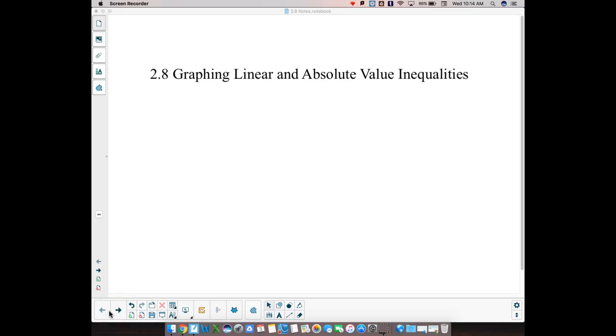Right, so today I want to graph linear and absolute value inequalities. The nice thing is we spent most of chapter 2 graphing linear equalities and absolute value equalities, so those steps, those processes, are all the same. There's just a couple of extra kickers that we have going on today when we do these inequality things, and we'll get to those momentarily.